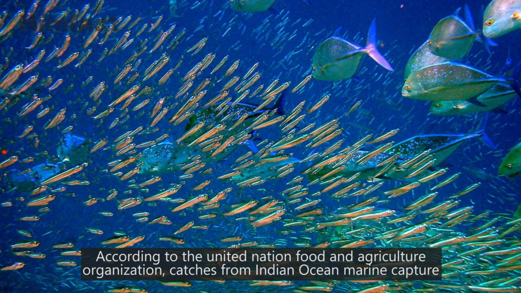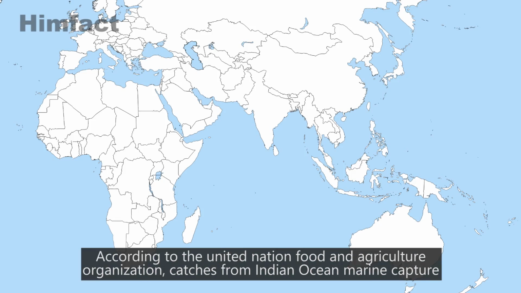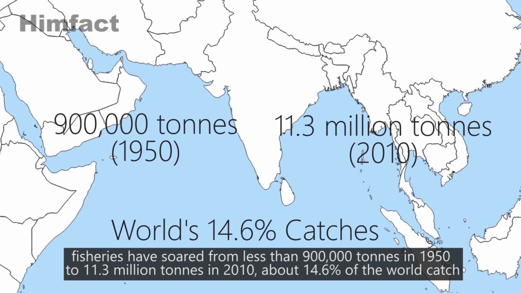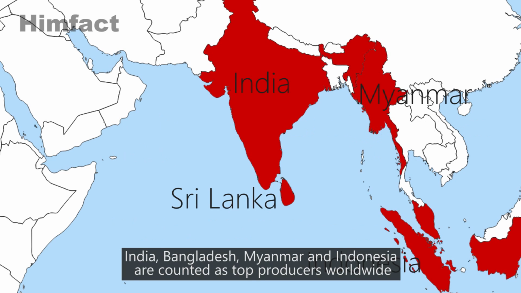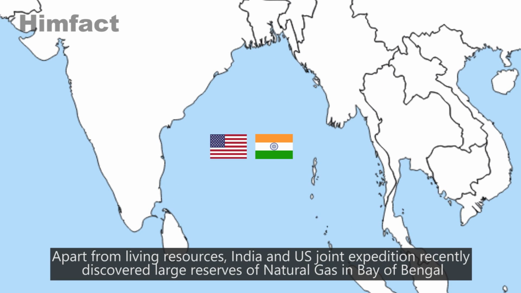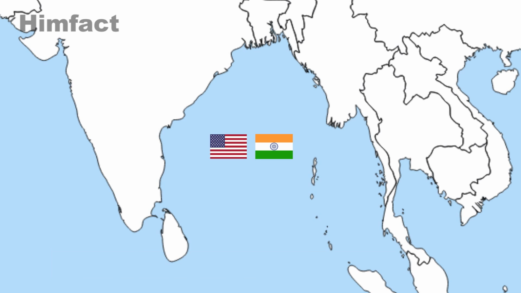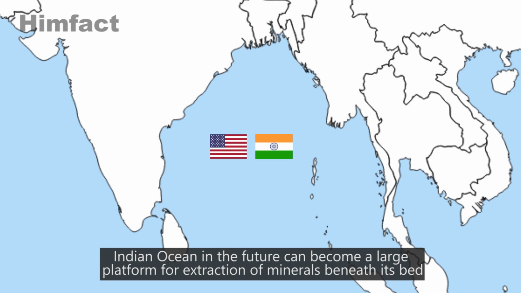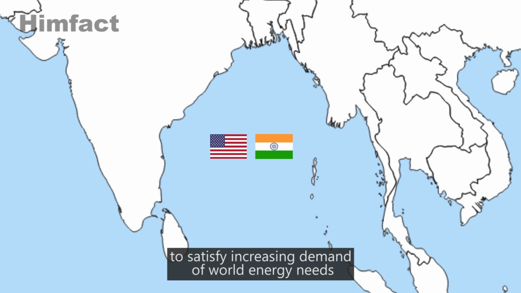According to the United Nations Food and Agriculture Organization, catches from Indian Ocean marine capture have soared from less than 900,000 tons in 1950 to 11.3 million tons in 2010, which is about 14.6% of the world's catch. India, Bangladesh, Myanmar, and Indonesia are counted as top producers worldwide. Apart from living resources, an India and US joint expedition recently discovered large reserves of natural gas in the Bay of Bengal. The Indian Ocean in the future can become a large platform for extraction of minerals beneath its bed to satisfy the increasing demand of the world's energy needs.